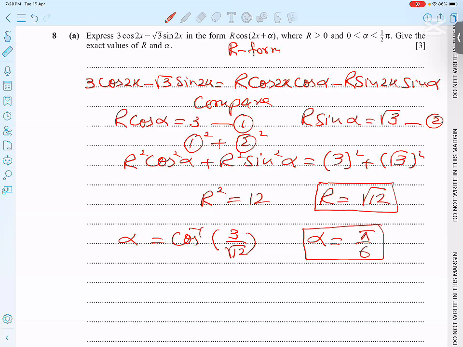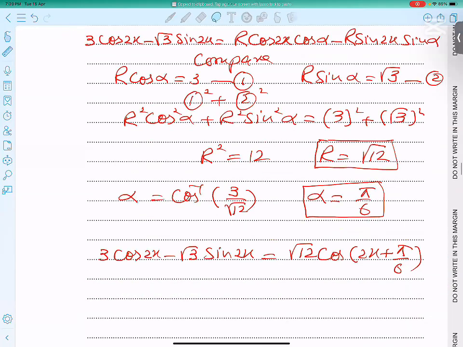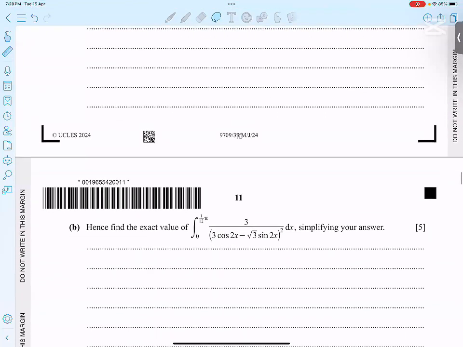And he said to find the exact form. Though he's not asking to convert it, I am converting. So 3 cos double x, I'm writing one more final form. This form is not asked for, but I'm putting the R and alpha values there. R is root 12, and cos of 2x plus pi by 6. This equation will help us to solve the next page, and I'm writing it here.